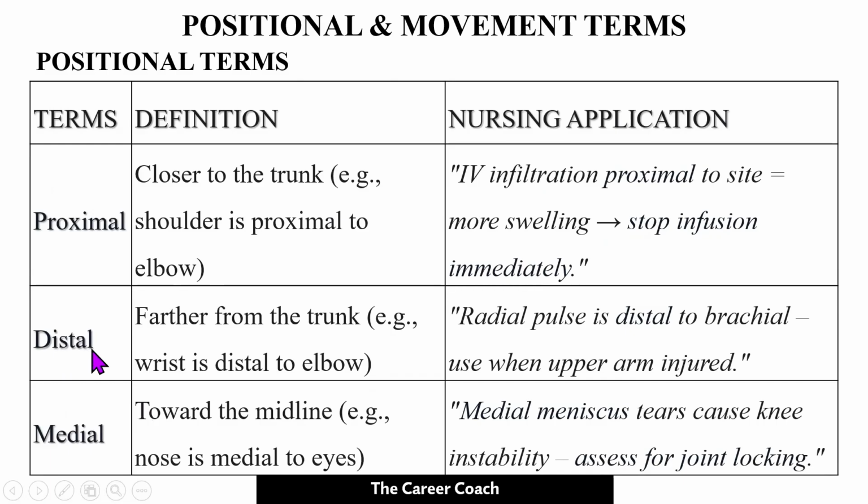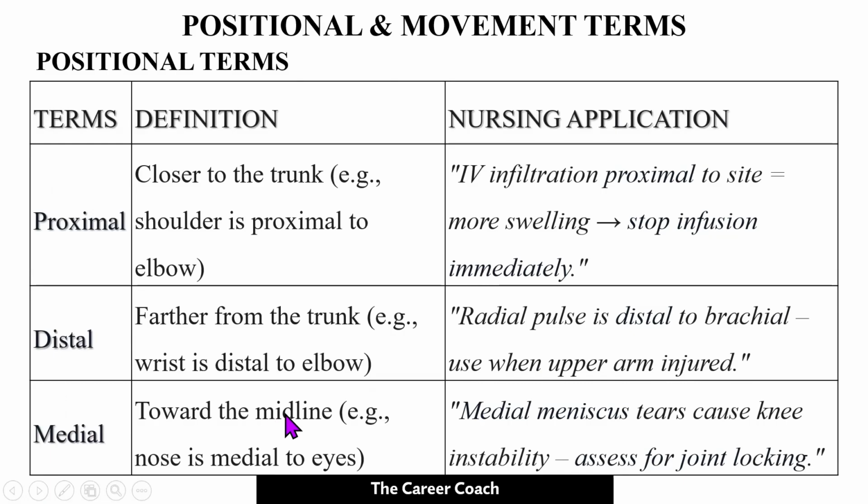Another term is distal. Distal means farther from the trunk. Example, the wrist is distal to the elbow. Example of an application to nursing: the radial pulse is distal to the brachial. It is used when the upper arm is injured.